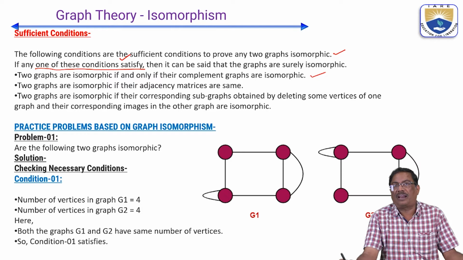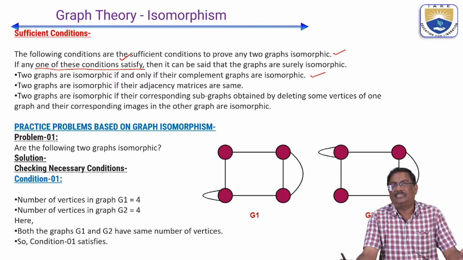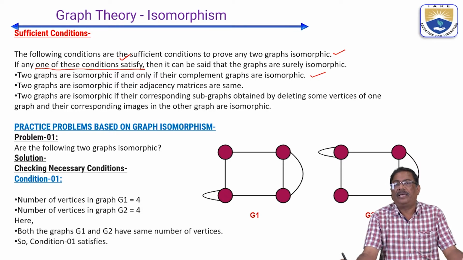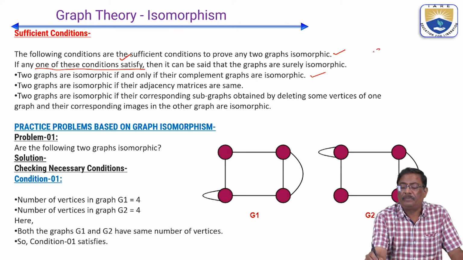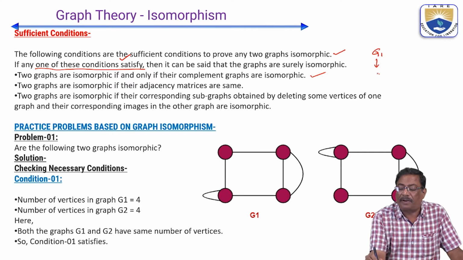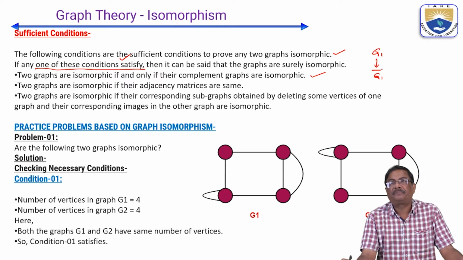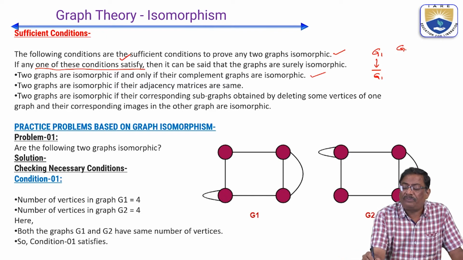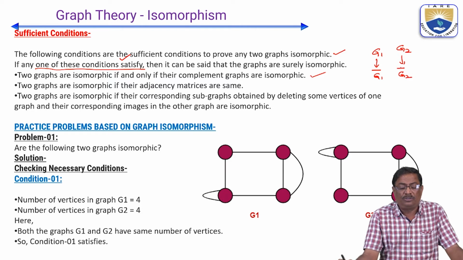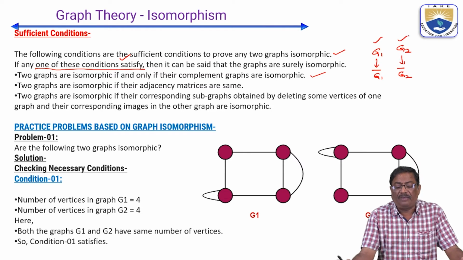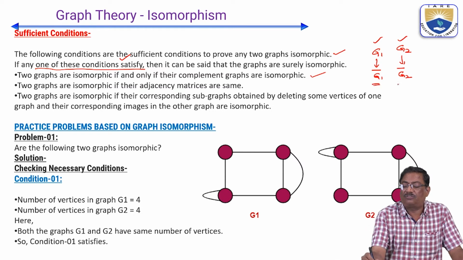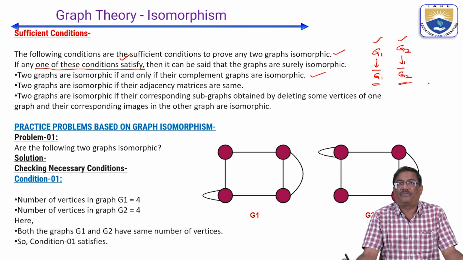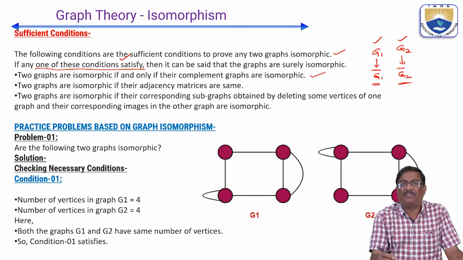Whatever the graph is, if we consider its complement: the first graph, G1, we consider its complement, G1 bar. G2 is another graph, and we consider its complement, G2 bar. So two graphs are said to be isomorphic if and only if their complements are isomorphic. Next, another one among these three.